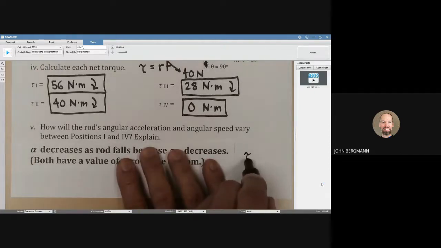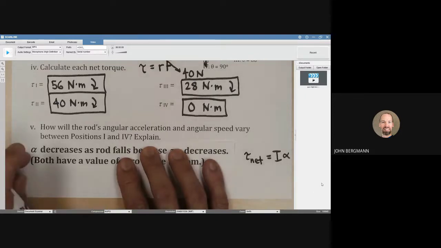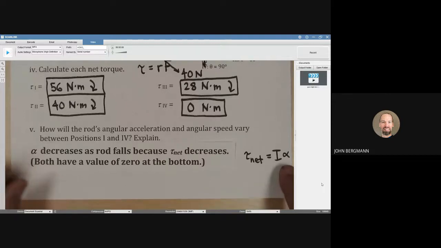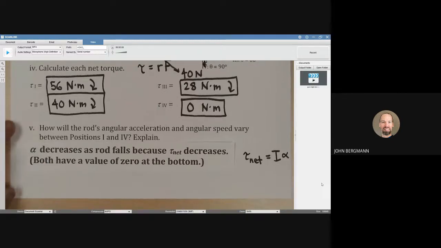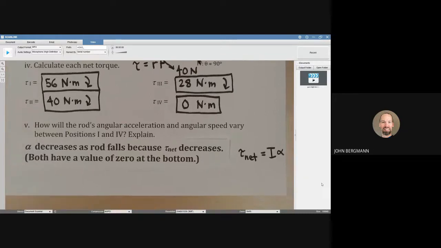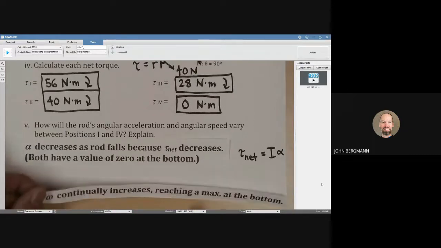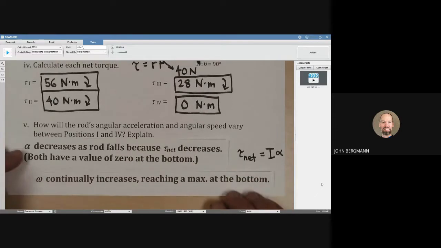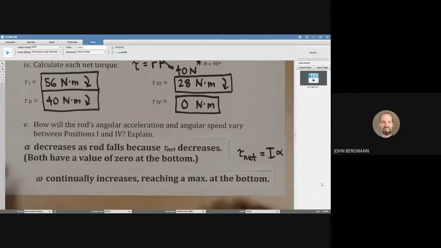Newton's second law says this: the net torque is equal to, again, we haven't talked about the moment of inertia yet, but we will, times the angular acceleration. So if the torque is decreasing, then the angular acceleration must be decreasing. So that's the first part of that. What about the second part, the angular speed? Well, the angular speed is going to continually increase. It's going to be rotating faster, faster, faster.